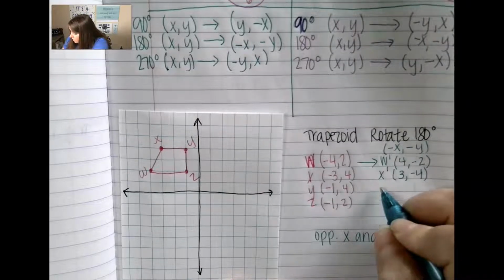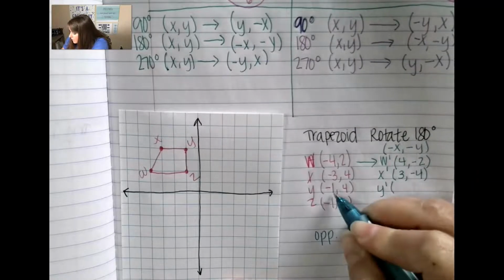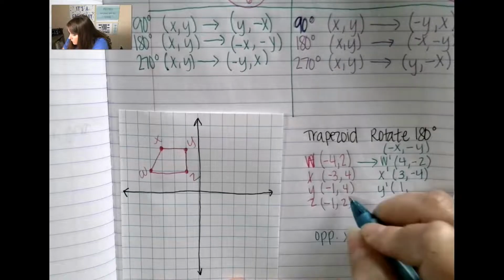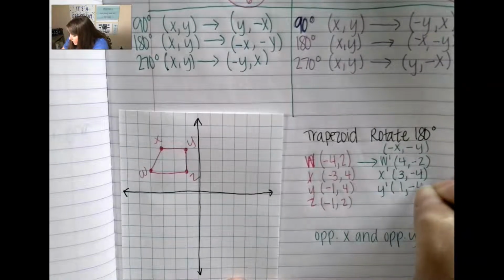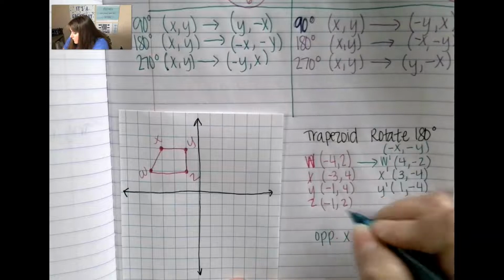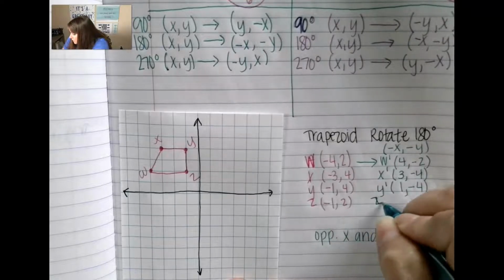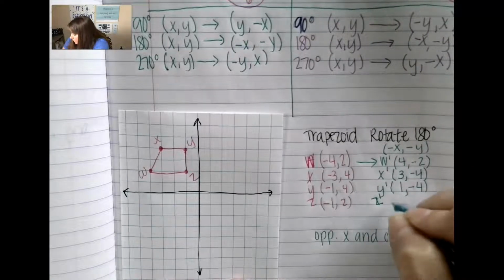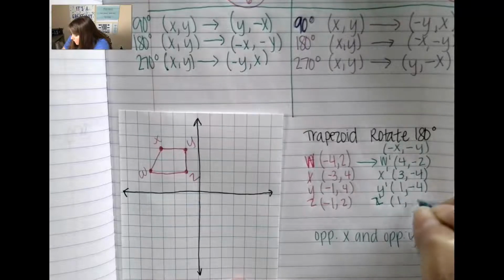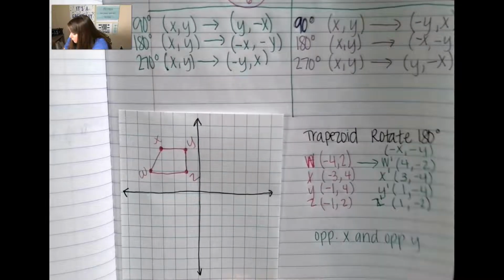So the Y value, the opposite of negative 1 is a positive 1. The opposite of positive 4 is a negative 4. And the opposite Z, oh my goodness, missing a letter. We're going to go to positive 1, negative 2.